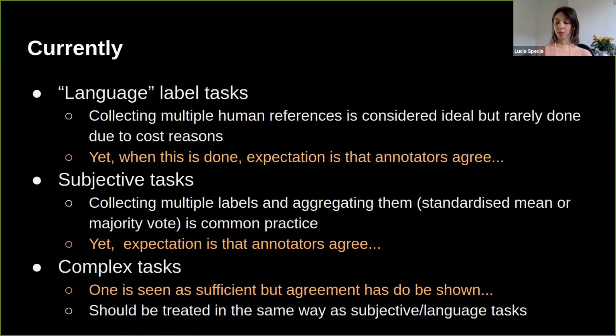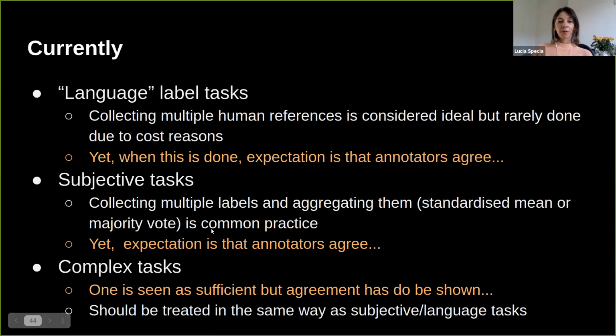For example, when you do evaluation of machine translation, we normally do this based on one human reference that is collected as part of the data collection. When we're training the models, we also only use one human reference. And in the few cases where we do collect multiple references, generally for evaluation, I've seen multiple times analysis on agreements between these, or expectations on agreement between these.